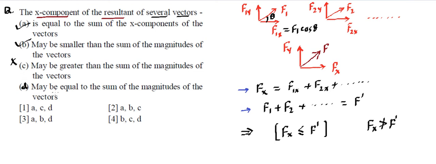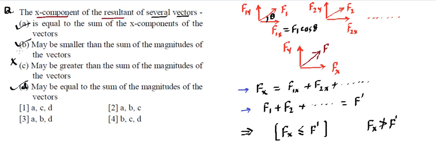D says this may be equal. It says "may", and equal, yes, there is a possibility. That means if all the vectors are in the direction of x, then all will make the x component, and their sum is going to be equal to the sum of the magnitudes of individual vectors. So that means D is also a possibility.